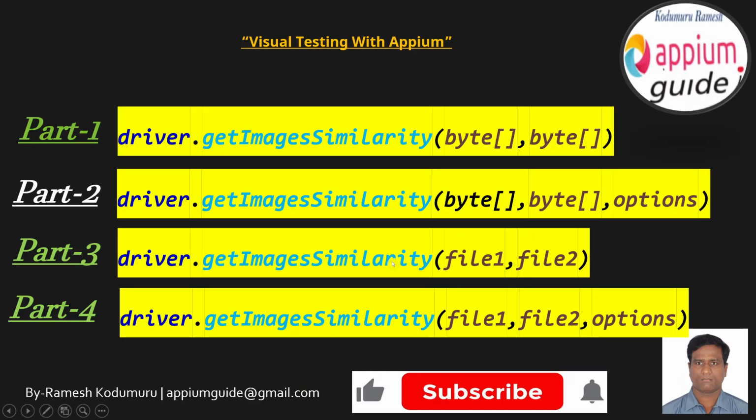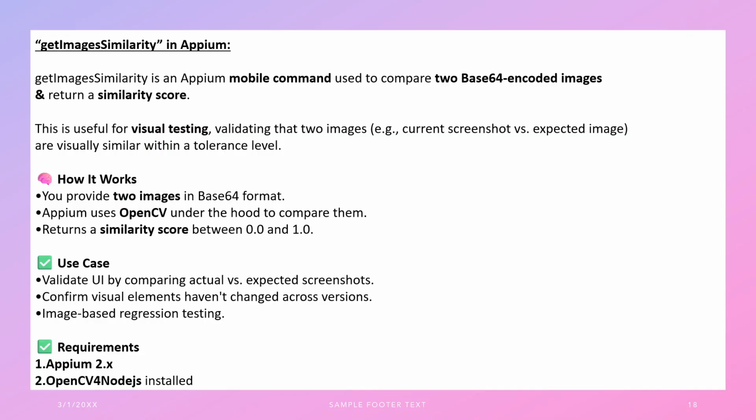Now we will discuss this method, getImageSimilarity with the parameters byte, options. First of all, let's understand what exactly this getImageSimilarity method in APM is. The getImageSimilarity method is a built-in method in APM used to compare two base64 encoded images and returns a similarity score. Nothing but we are comparing two images, and after comparing, it will generate a similarity score. The similarity score will be between 0.0 and 1.0. This is the range in which the similarity score will be generated.